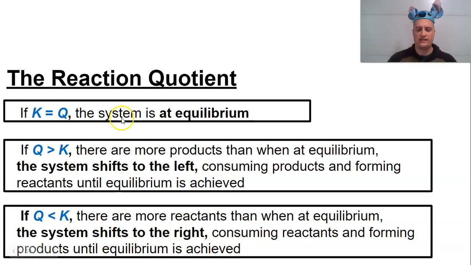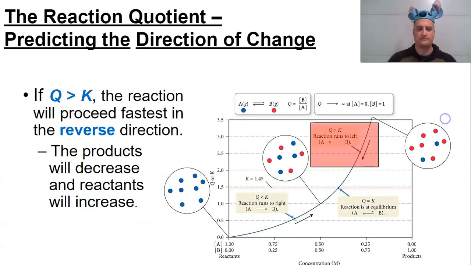Keeping these straight is kind of tricky, especially in the middle of an AP test. That's what you have to understand in order to think of which way it's going to shift one way or the other. So what this looks like: if Q is greater than K, the reaction will proceed fastest in the reverse direction.